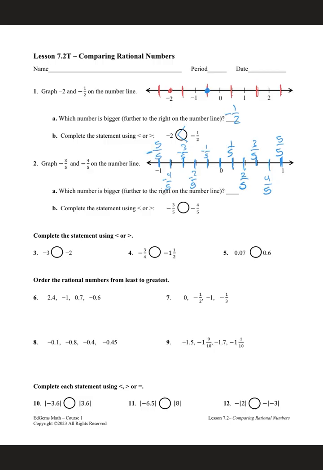So let's go ahead and graph both of these rational numbers on this number line. Choose a different color here. Negative 3/5 is right here, and then negative 4/5 is right here. Out of these two numbers, negative 4/5 and negative 3/5, which one is bigger? Which one is farther to the right on the number line? That would be negative 3/5. So negative 3/5 is larger than negative 4/5.